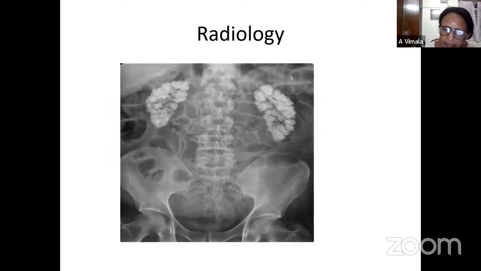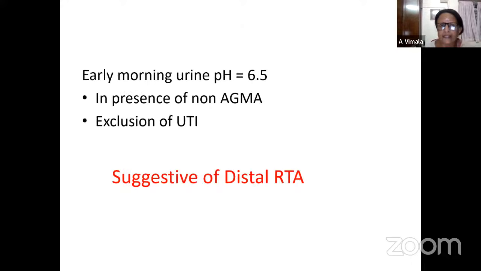What do you think is the underlying disorder? When you see a normal anion gap acidosis with a positive urine anion gap and urine pH is alkaline and the X-ray shows nephrocalcinosis, what do you suspect? Anybody? This is a classical picture of a distal renal tubular acidosis.